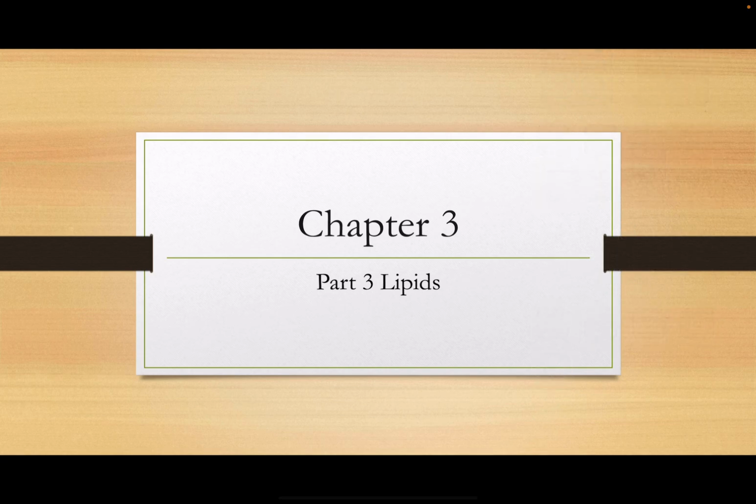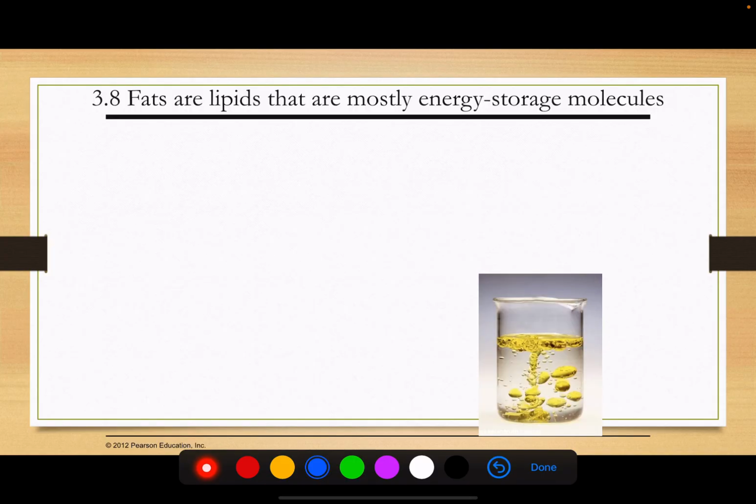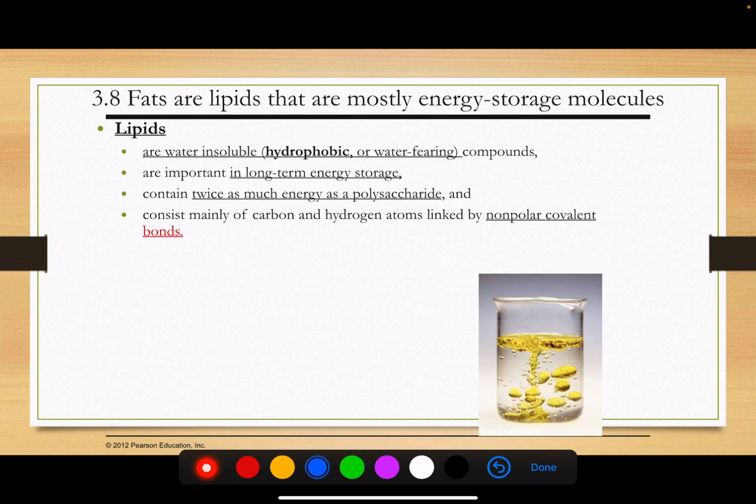So I'm back with chapter 3, part 3, lipids. All right, so fats are lipids that are mostly energy storage molecules. That is the main function of lipids.